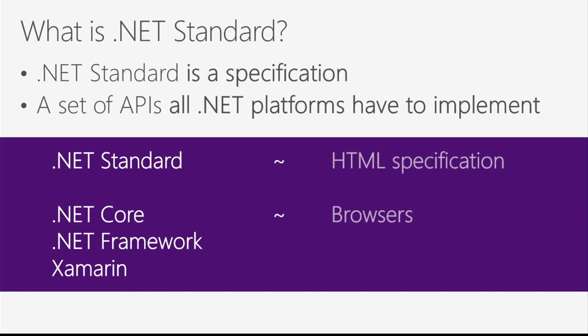So another way to look at this is that the standard is something like the HTML specification. So it has a whole bunch of language constructs and other things in it that allow you to express your website, right? And then you have actual browsers, in our case it's .NET Core, .NET Framework, Xamarin, that can run your class libraries in the context of an application. So that's roughly how you should think about that.